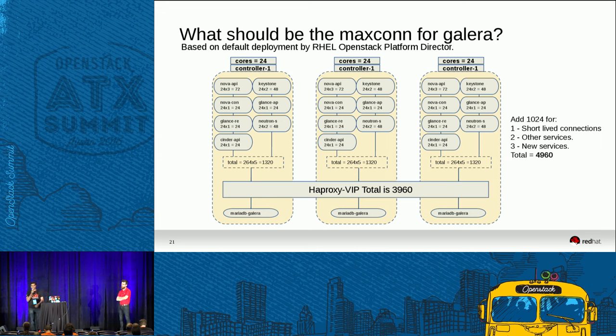And on the right side, you see it's not just long-lived connections. There are also short-lived connections by some of the services. We haven't really been able to quantify how many are opened and how they are closed. But to be on the safer side, we say that you add 1024 to consider short-lived connections and other services that you may add in future, like Trove, Sahara, or anything like that.